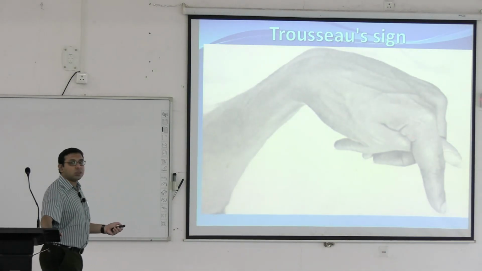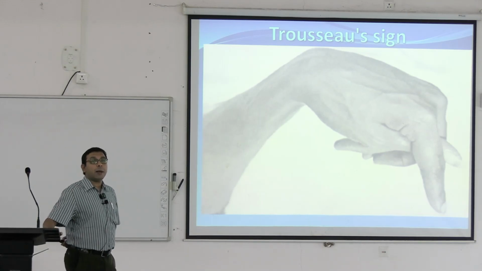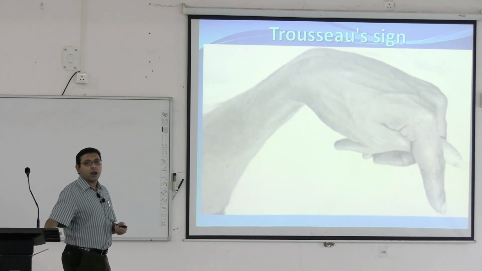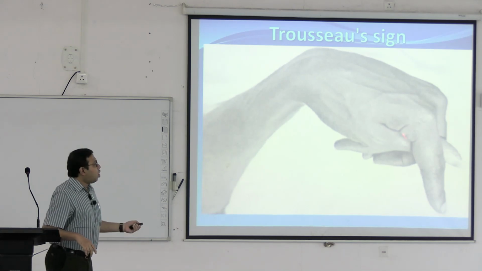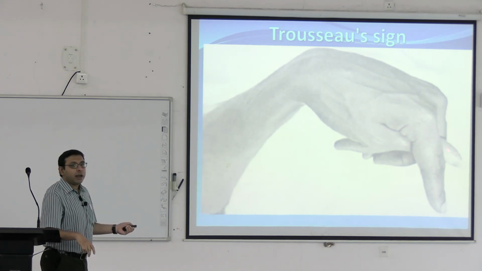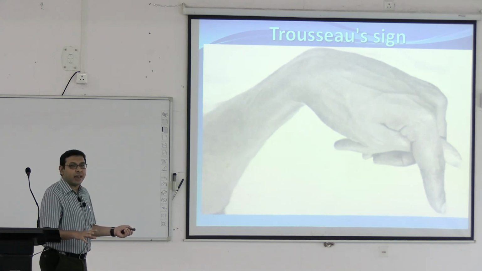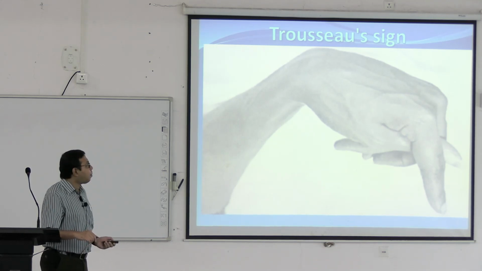So this is the Trousseau sign, and this is the sign by which you can identify that the patient has tetany. So Trousseau sign. Probably you have heard about the term in the physiology. In Trousseau sign, there is contraction of these metacarpophalangeal joints ultimately occurs, and the patients cannot extend the metacarpophalangeal and interphalangeal joints, and this may happen when there is severe deficiency of calcium.